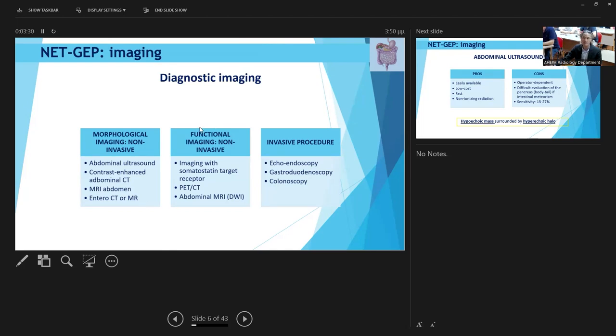Regarding the functional imaging, usually the most important techniques are the PET CT study or the imaging through nuclear medicine with somatostatin receptor targeting. While with MRI, you can take advantage of the diffusion-weighted sequences as a functional technique.